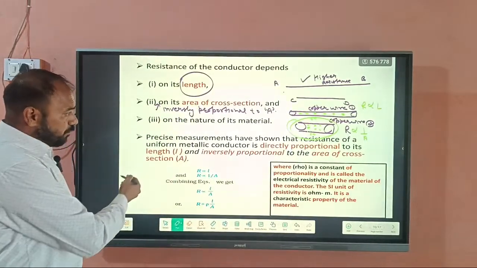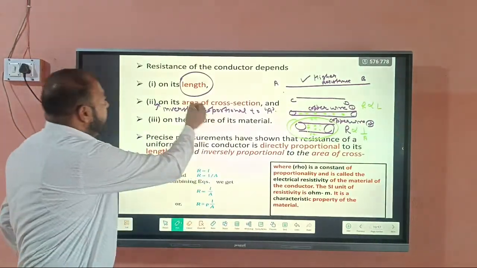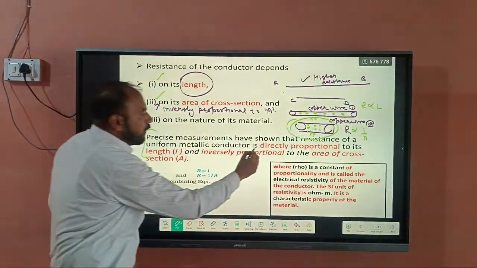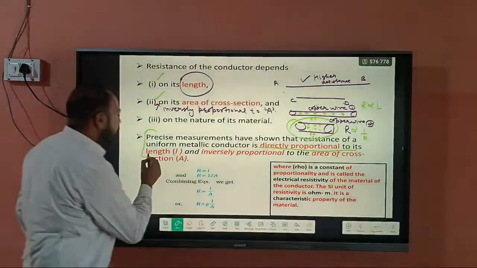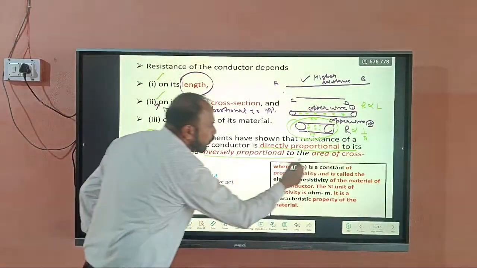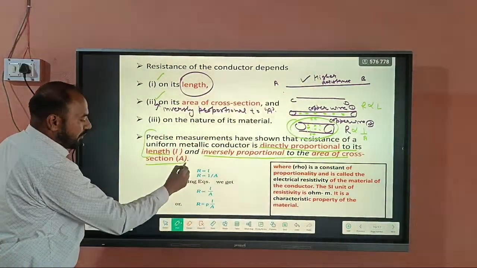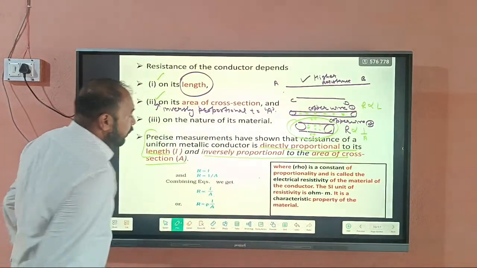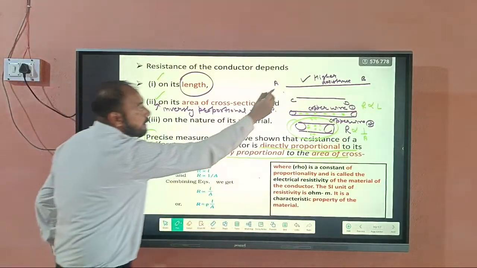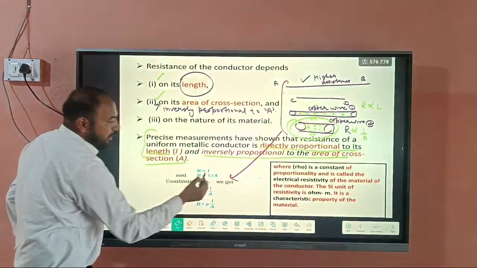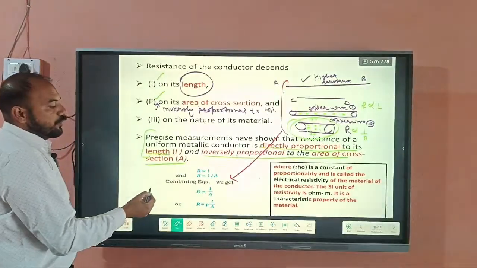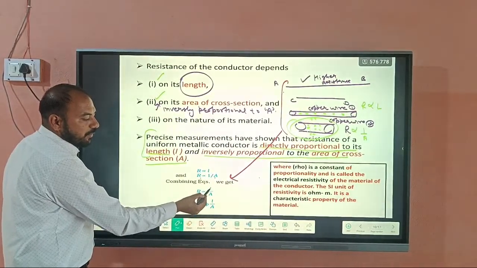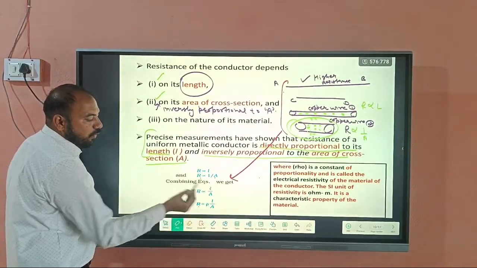And so these two factors can also be written in the form of a definition: directly proportional to its length and inversely proportional to the area of cross section. Again, this is the same as this. R is directly proportional to L, inversely proportional to 1 by A. R is directly proportional to L by A. R is equal to rho L by A.